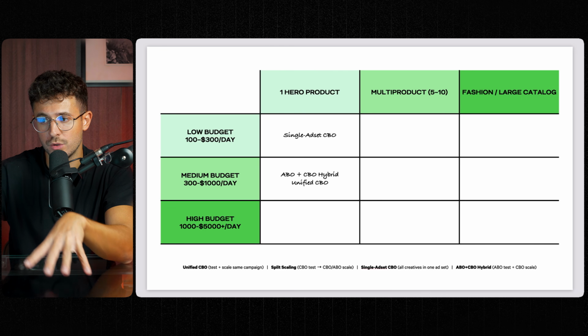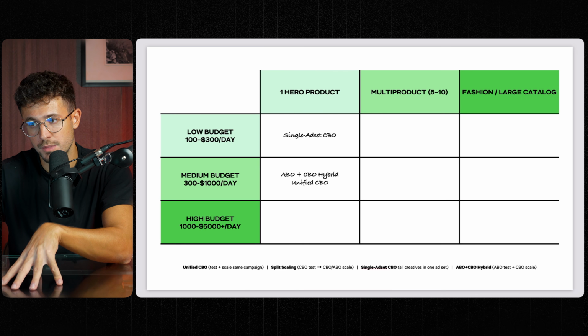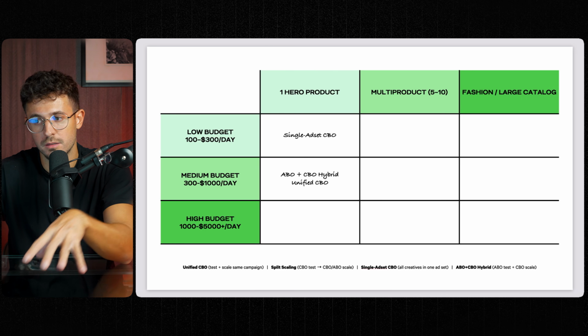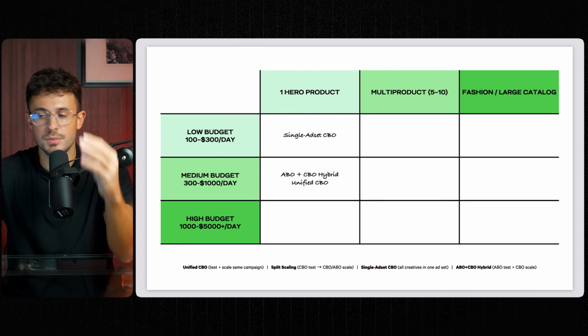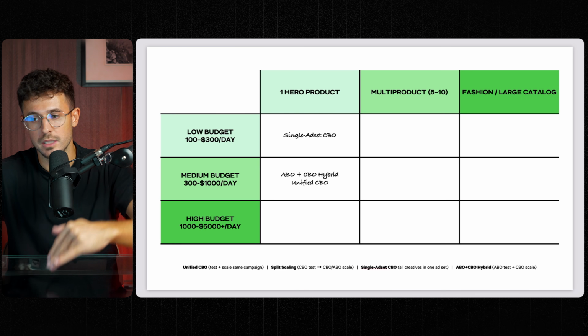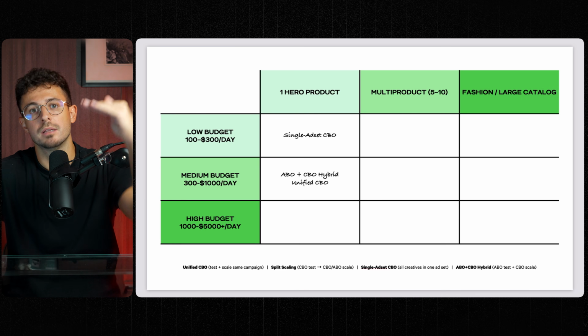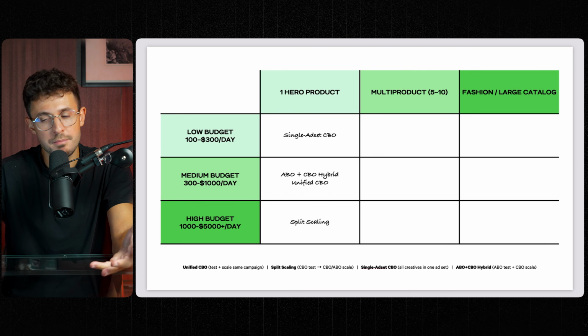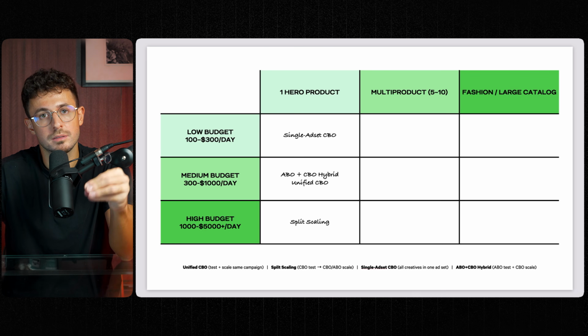The difference between unified CBO and single ad set CBO is that with the single ad set you have only one ad set, and with unified CBO you still have one CBO but different ad sets with different creatives. So as you start spending more, you can add more ad sets.